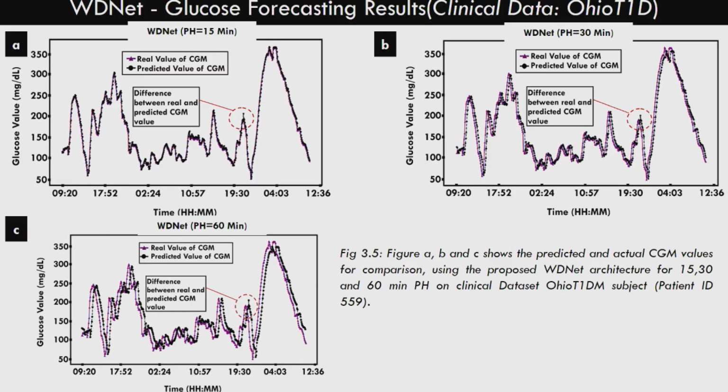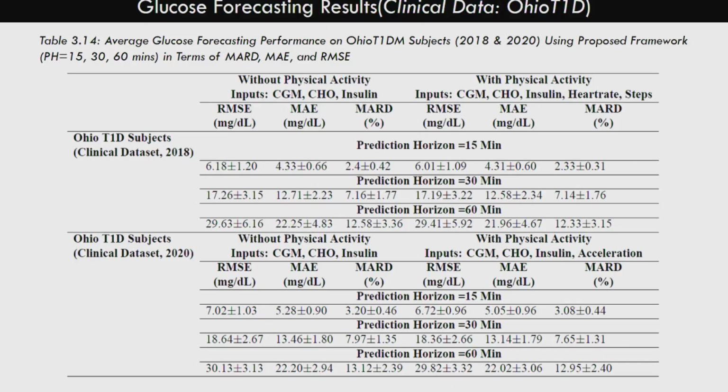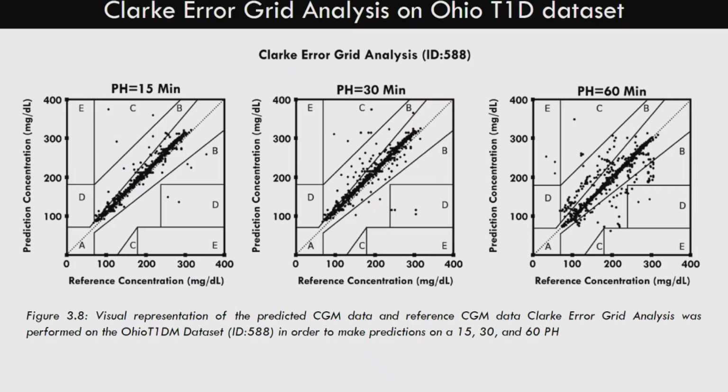We have used different forecasting horizons. You can forecast 15 minutes in advance, 30 minutes in advance, or 60 minutes in advance, but as you increase the forecasting horizon, you are generating more points, so naturally your computation increases and your delay also increases. This is the performance in terms of RMSE, MAE and MARD values for all of these different T1D subjects.